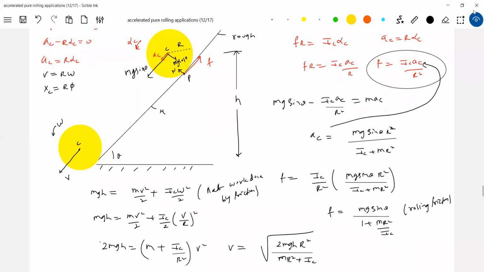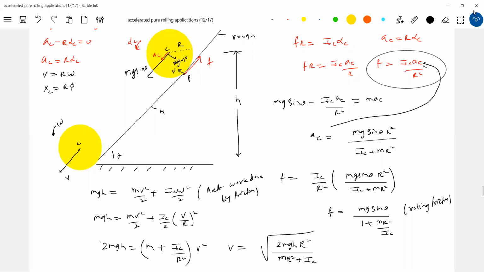Now, sir, why are you bringing mu? Already pure rolling is there, problem solved. Why should we think about anything new here? This was the basic question. No, some minimum value of mu is needed. If mu is less than that, then slipping will occur. Okay, now we'll focus on that one.